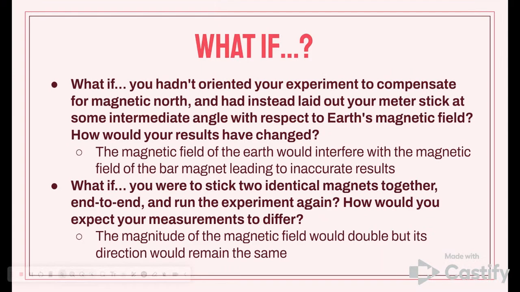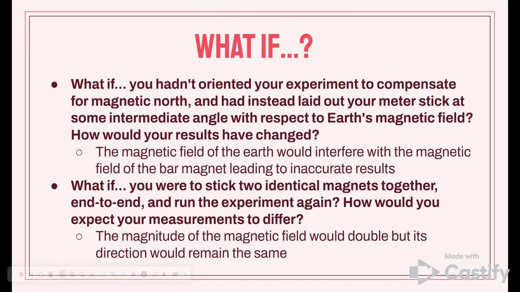So that leads us to our what if questions. The first one is, what if we hadn't oriented our experiment to compensate for magnetic north and instead laid out our meter stick at some intermediate angle with respect to Earth's magnetic field? How would the results have changed? And so the magnetic field of the Earth would interfere with the magnetic field of the bar magnet, and it would lead us to more inaccurate results.